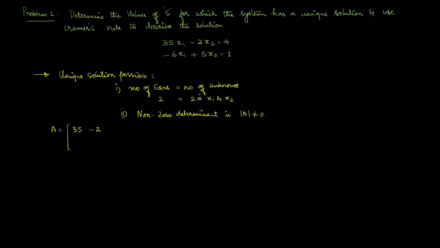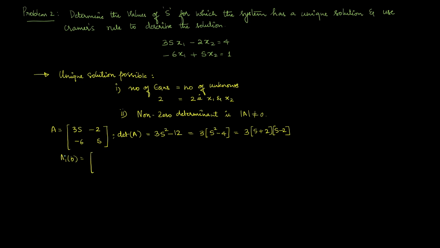So here let me write my matrix A. That will be 3s, minus 2, minus 6 and s. Determinant of this would be equal to 3s square minus 12. So this particular thing can be written as 3 into s square minus 4, which can be written as 3 into s plus 2 into s minus 2. That is a square minus b square is equal to a plus b into a minus b.